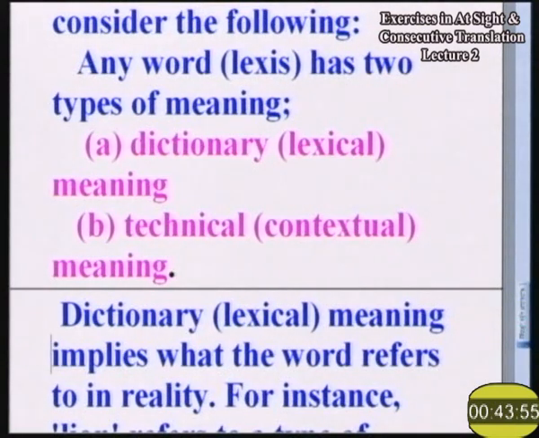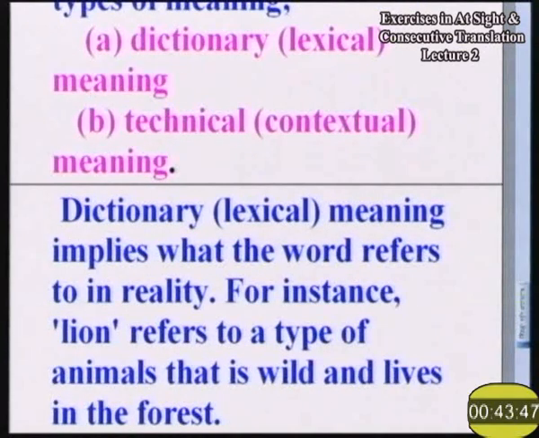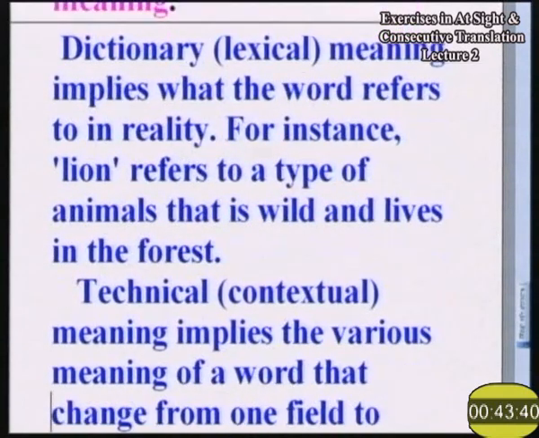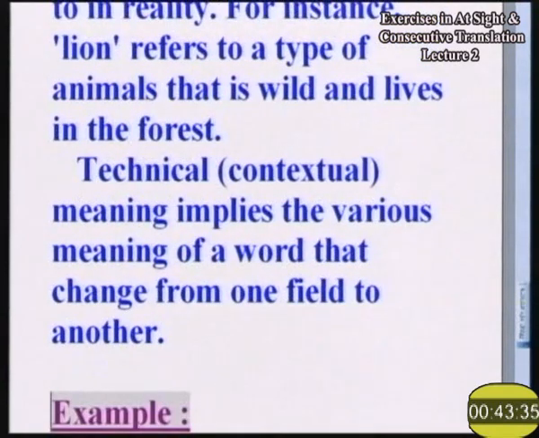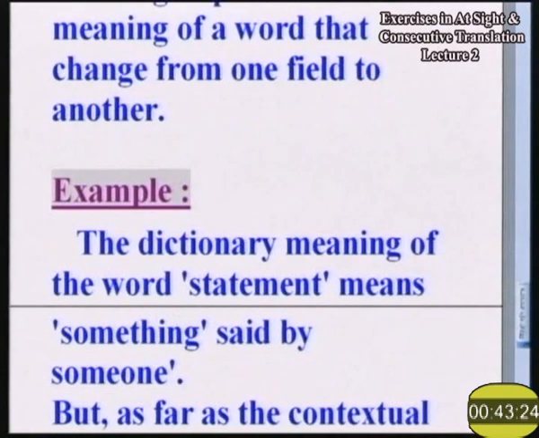By dictionary or lexical meaning, it implies what the word refers to in reality. For instance, the word lion refers to a type of animal that is wild and lives in the forest. The technical or the contextual meaning implies the various meanings of a word that change from one field to another. A very good example for this is the word statement. The dictionary meaning of the word statement is something said by someone. It comes from the verb state. To state means simply to say.